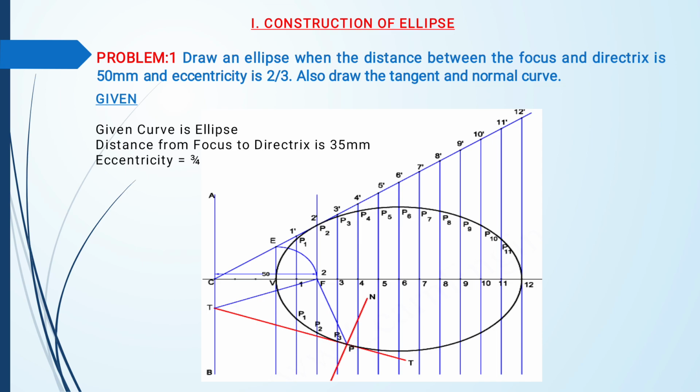Before constructing the ellipse, first we have to draw one vertical line, followed by one horizontal line. The vertical line is called the fixed directrix line. The horizontal line is the axis line of the ellipse. First I fix the vertical line, then I fix the horizontal axis line. Next I move on to the vertex.